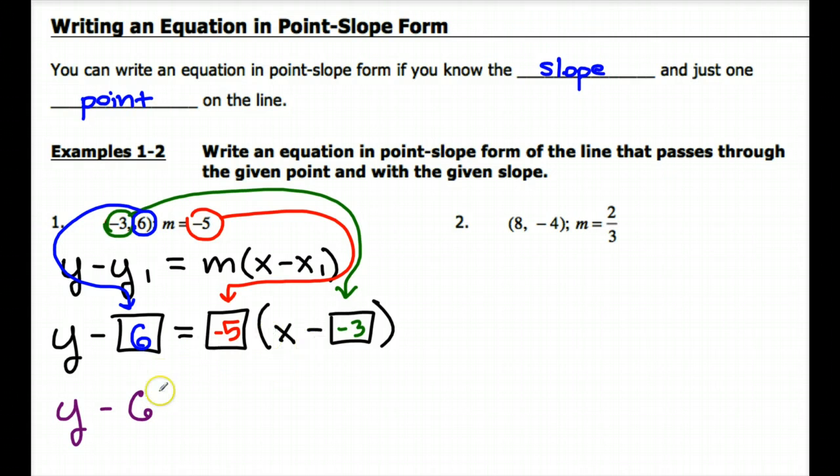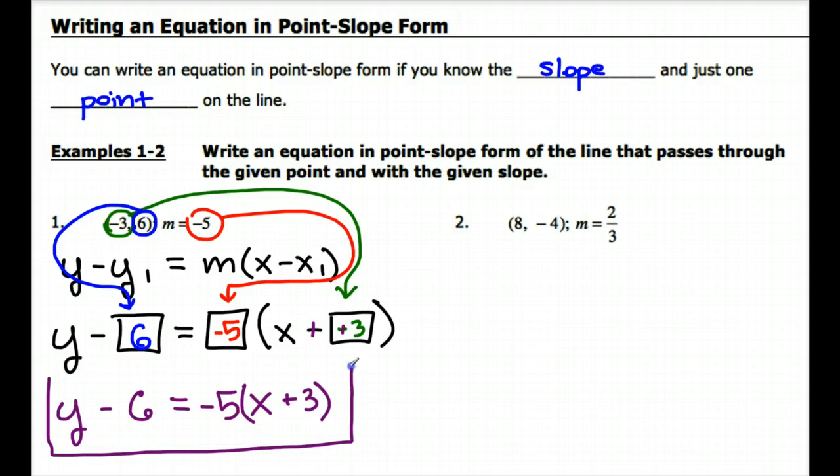However, when we plug in a negative coordinate, so we have a -3 for our x coordinate over here, when we simplify what's in parentheses, that's going to become x plus 3 because we have a minus negative here. So we're going to get an x plus 3 in parentheses, and then our slope is going to stay just a -5. So we get, for our point slope form for this problem, the equation y minus 6 equals -5 times the quantity x plus 3.